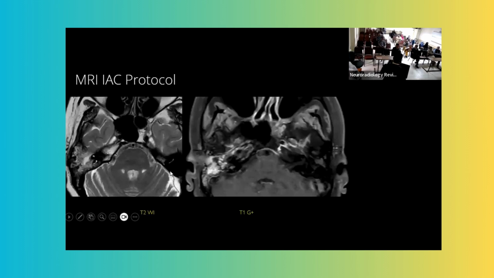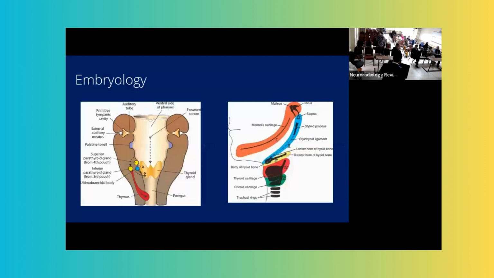And also we do short FOV, T2 high resolution, and T1 pre and post contrast images as well to look for pathologies in the temporal bone as a part of ISC protocol. So anatomy, a little bit, and embryology is that the malleus and incus arise from the first pharyngeal arch, and the stapes and the styloid process arise from the second pharyngeal arch.